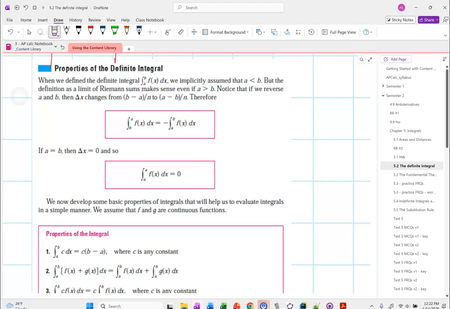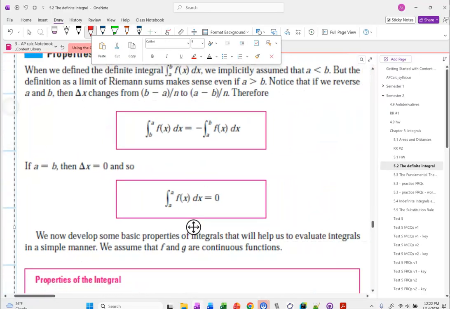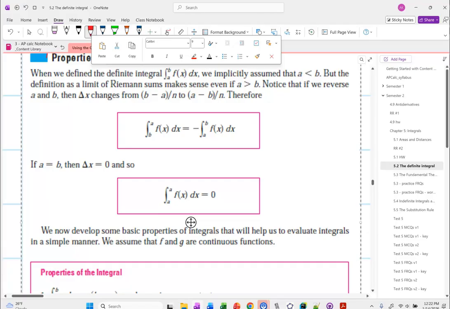So the first property says that I can switch the bounds of integration. So going from b to a, I can switch to go a to b. But in doing so, I negate my integral. I pick up a negative sign to do the switch. Okay there?